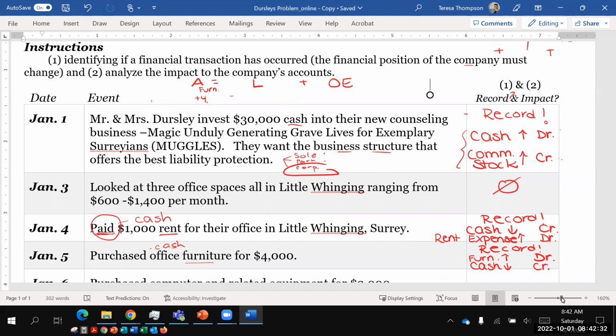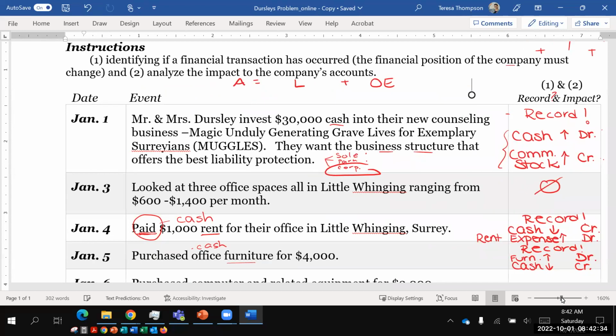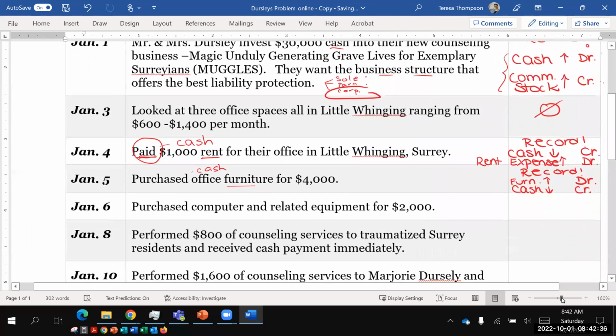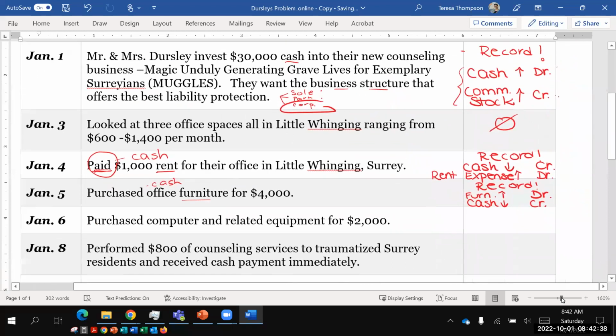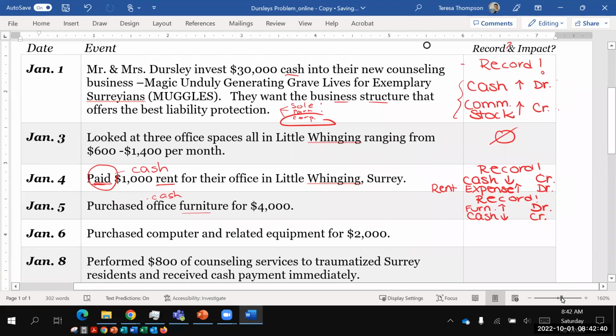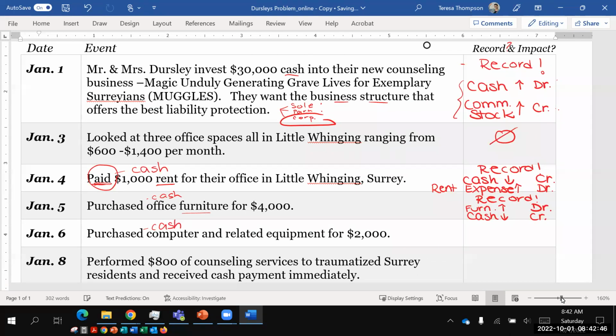Excellent. All right, on to the next one. We purchased a computer and related equipment. It's going to look really similar to that last one, right? We purchased, doesn't say on account, so you assume that it was cash. So cash is going to decrease.